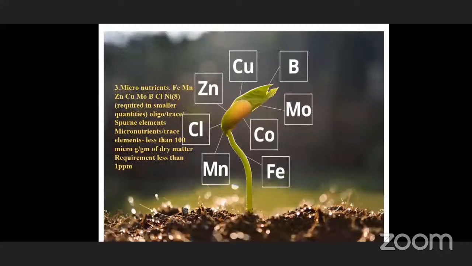Okay, one more is ultra micronutrients. The requirement of ultra micronutrients is less than 1 ppb, that is parts per billion. They are not in use nowadays.